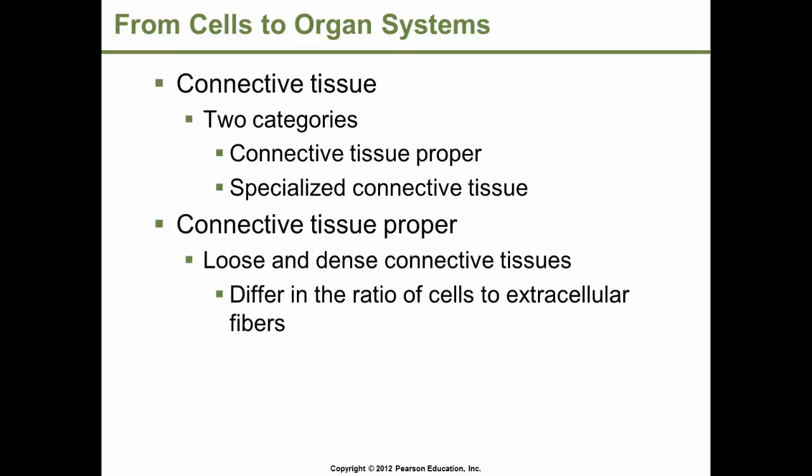Connective tissue can be classified into two primary categories: connective tissue proper and specialized connective tissue. Connective tissue proper includes loose and dense connective tissue that differ only in the ratio of cells to the extracellular fibers.